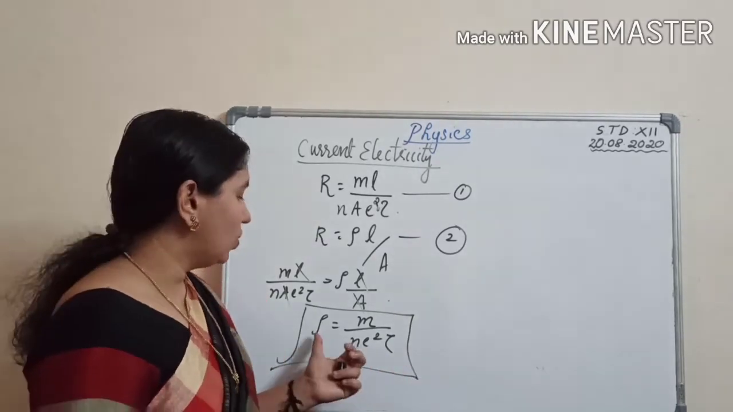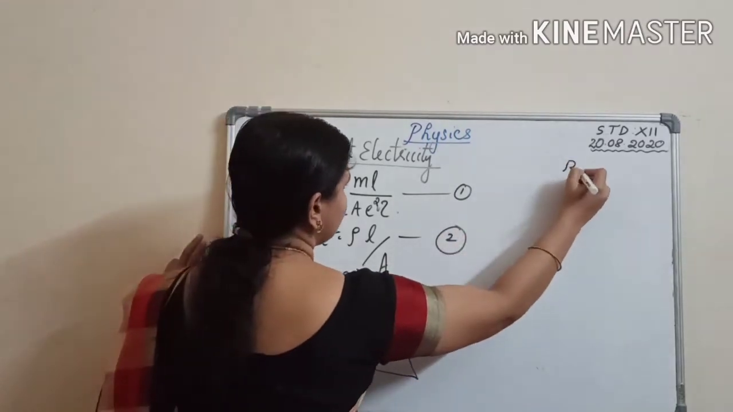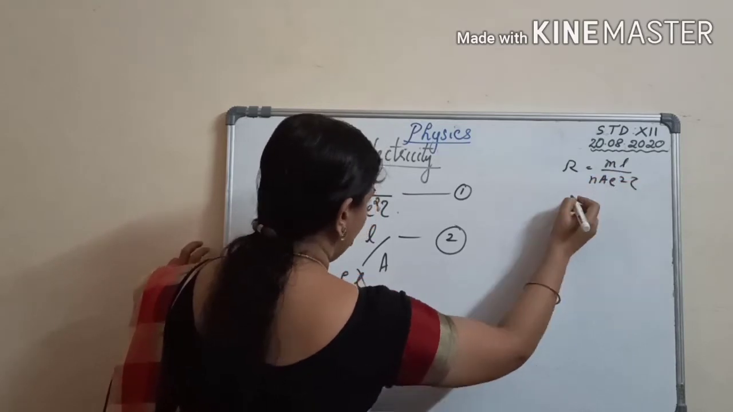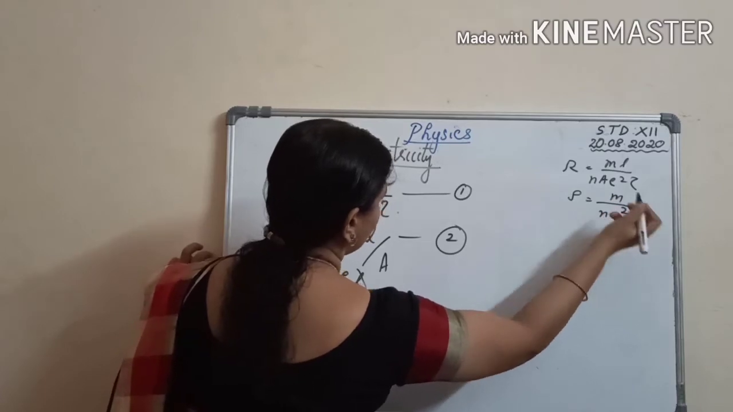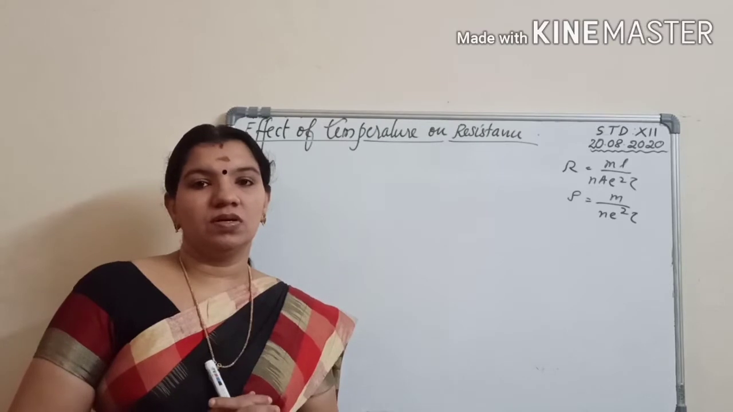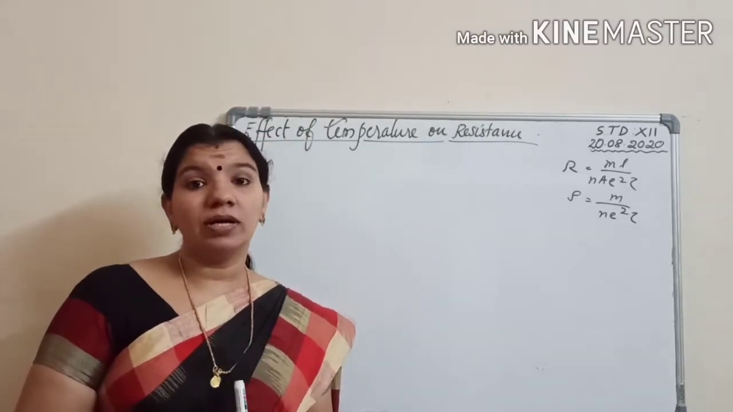Understand? So the main expressions that we derived are, first, for resistance, R equal to ml by N A E square tau, and next is resistivity, which is m by N E square tau. Understand? Okay. So next is very important, that is the effect of temperature on resistance.